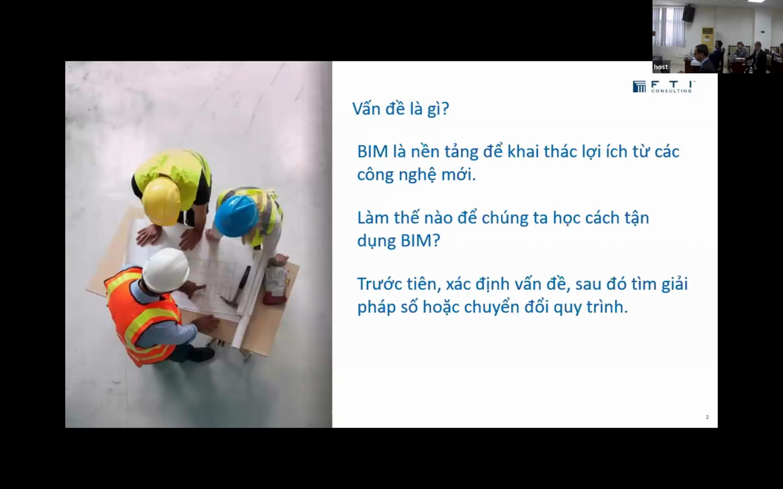So sometimes a solution requires training. Sometimes a solution requires standards, specifications. Sometimes it requires a change in the contract so that the contractor does something a bit different. But we start with the problem and then we try and find a solution.